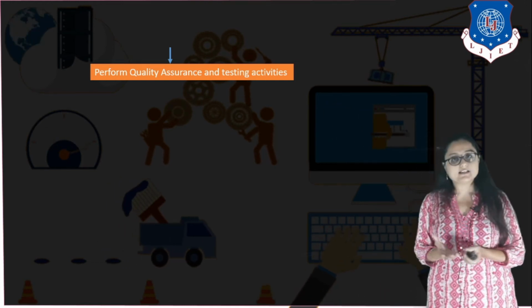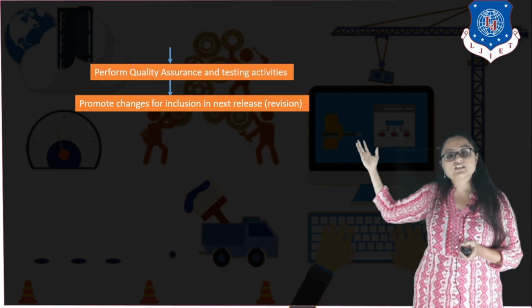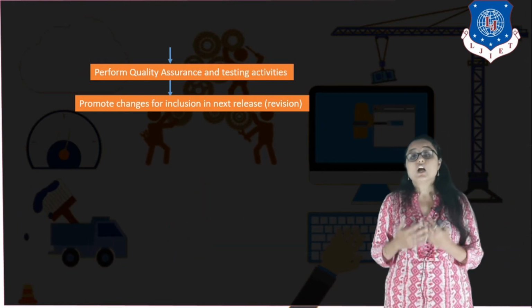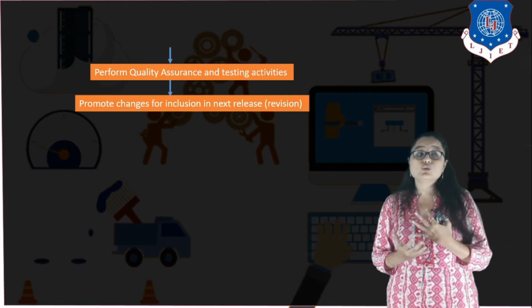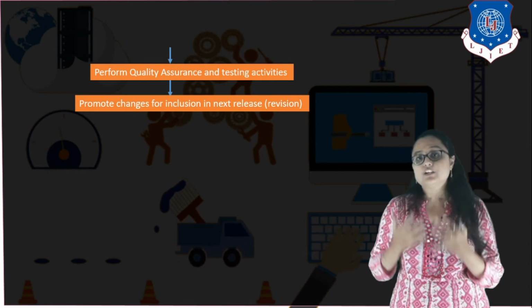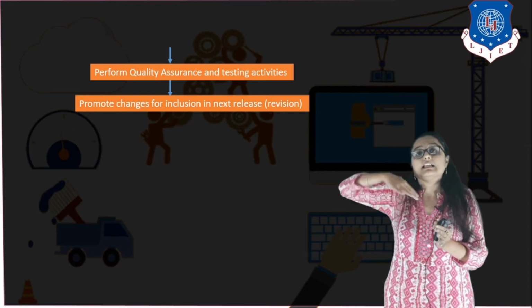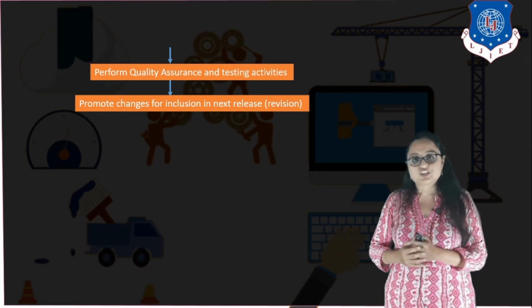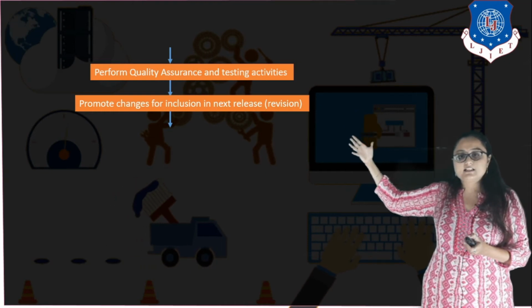So regression testing is also performed, right? The next is you are promoting these changes for inclusion in the next release. Now, if there is a change request which is not feasible, then you may apply some of the requests of the user, and some of the requests you will tell them will be applied in the next revision or next version of the software that will be released. So those things are decided by the testing.